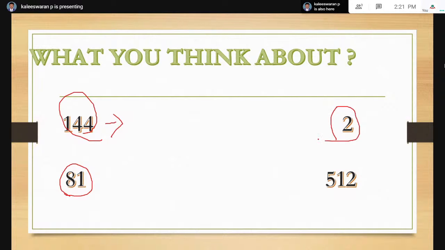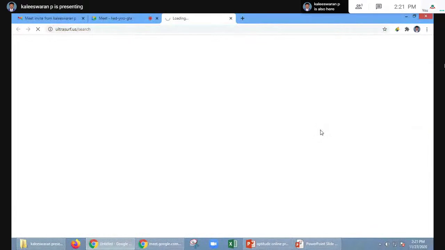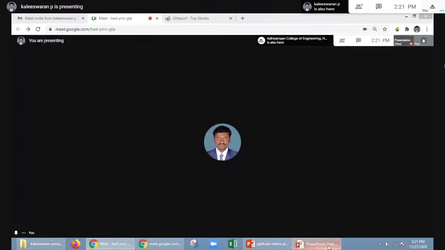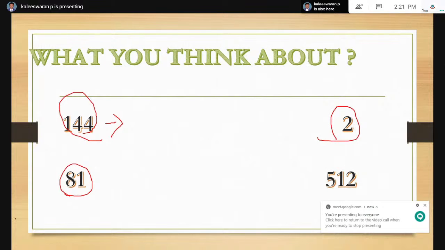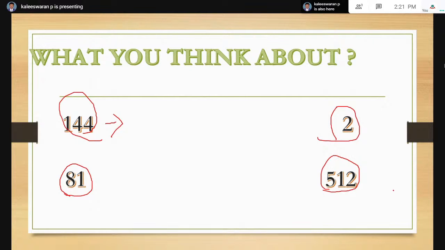Can you tell the identity of 2? Anyone? Yes, is it the least prime number? This is the least prime number and the only even prime number. This is the identity of 2. And what is the identity of 512? This is 8 cube.